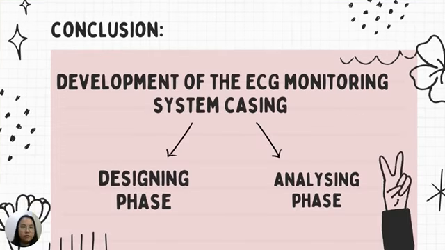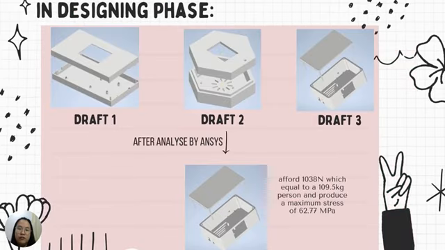So now I would like to proceed to the last part of our mini project presentation, which is the conclusion. In conclusion, the development of the ECG monitoring system casing involved two major phases, which are the designing phase and the analyzing phase. In the designing phase, we prepared three draft designs, which are draft 1, draft 2, and draft 3. Moving on to the analysis phase, all three drafts underwent tests to get the best design among them. Various tests were applied such as compression tests and compression under certain thermal conditions.